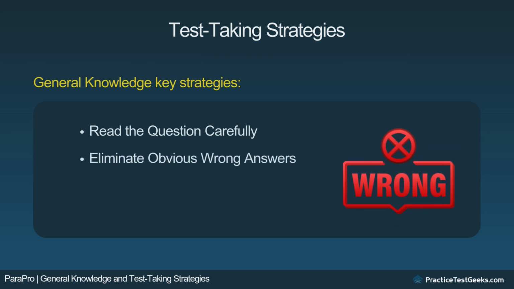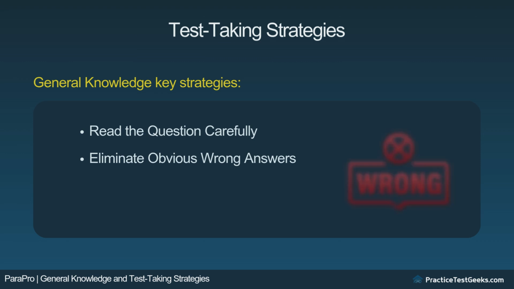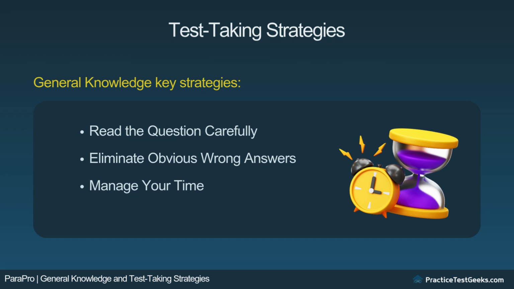2. Eliminate obvious wrong answers. Many questions will include distractors, wrong answers that are clearly incorrect. Eliminating these can help you narrow down your options. 3. Manage your time. You have limited time for the test, so keep an eye on the clock. If a question is taking too long, move on and come back to it later if needed.